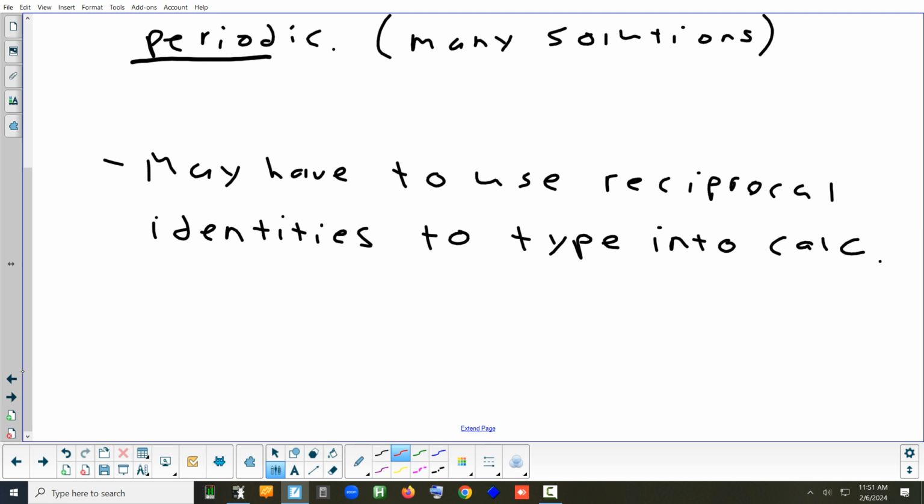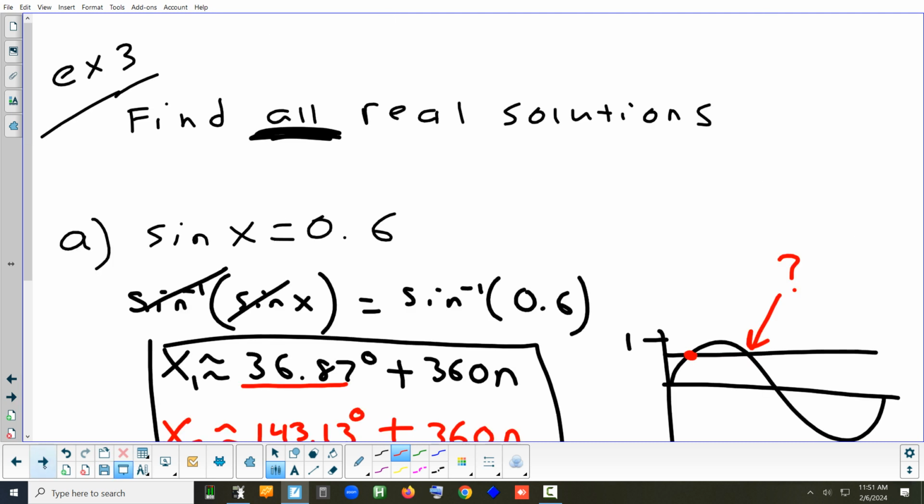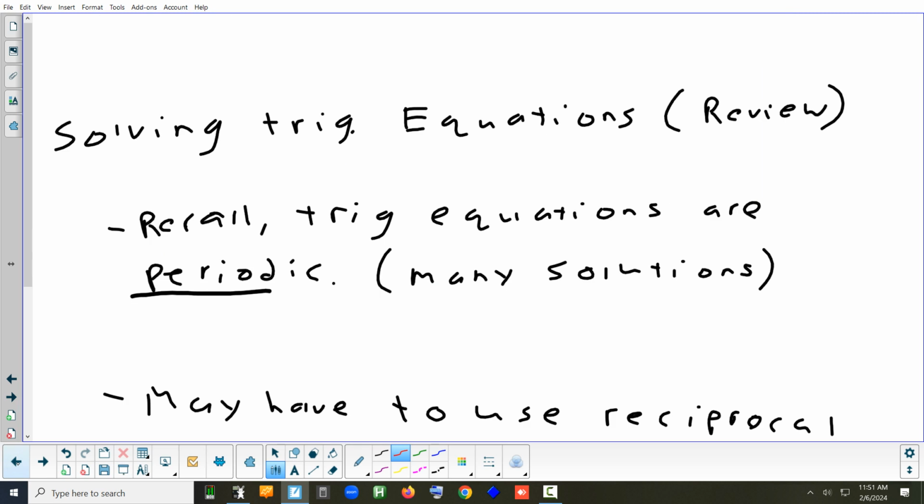So I was going to mention this last thing. Some trig functions we don't have a button for. So the problem that we're going to do next, I think it said cotangent. We've got to think about how to work with that. We don't have an inverse cotangent button.